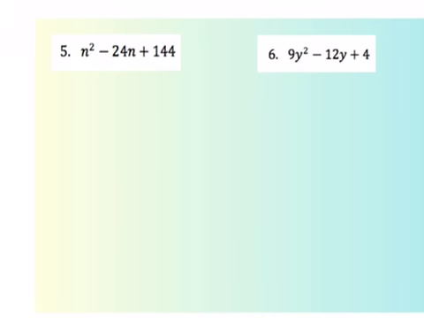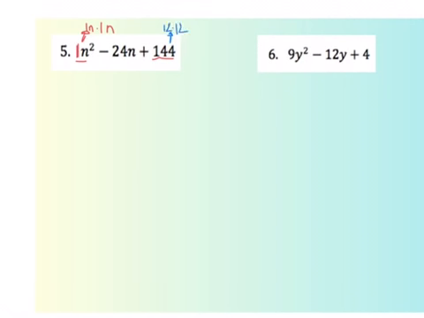Number 5 then, I'm going to go through my steps. Is there a GCF that I can take out? In this situation, they don't all have something in common, so I can't do that. So the next thing I'm going to look for is the A value and the C value, are these perfect squares? Remember, that's a 1 there, which I know I can rewrite as 1n times 1n. And then 144, I know I can write as 12 times 12.